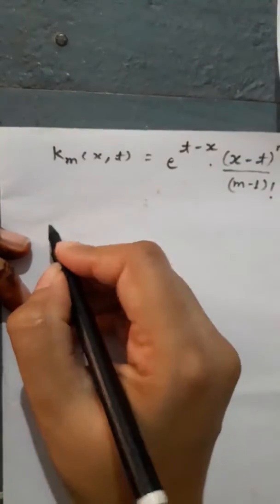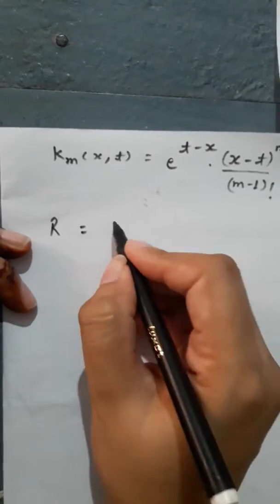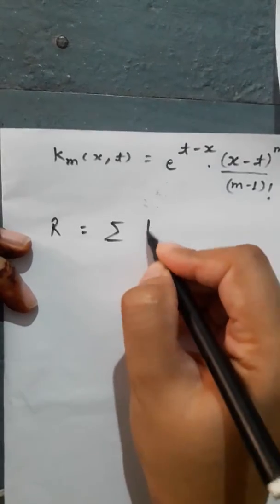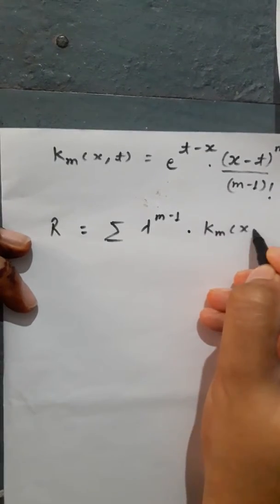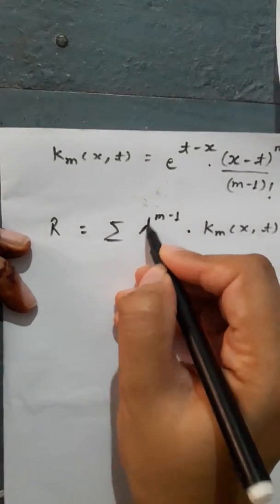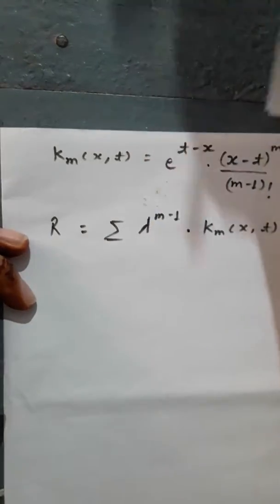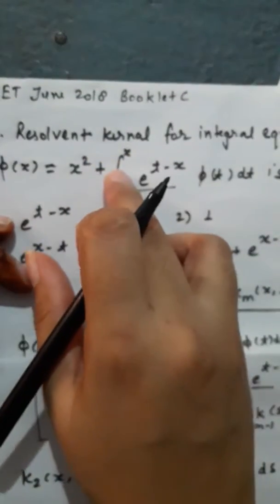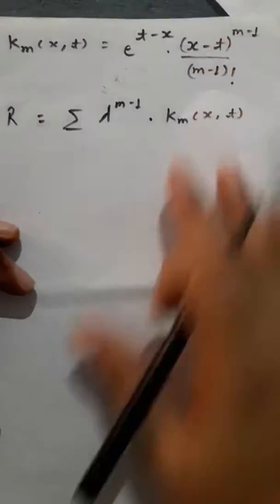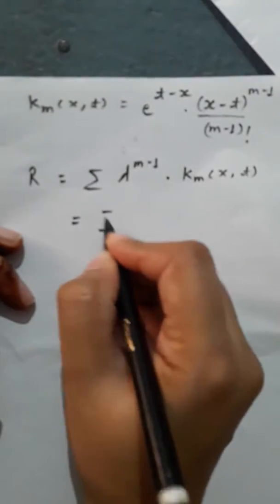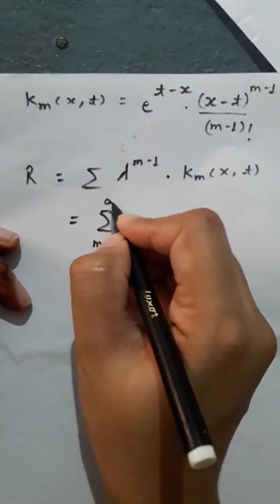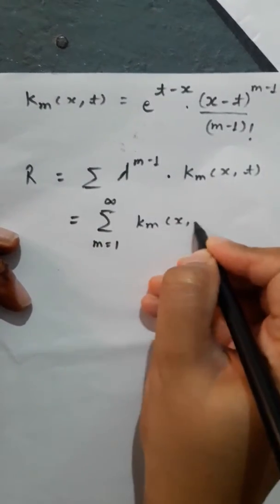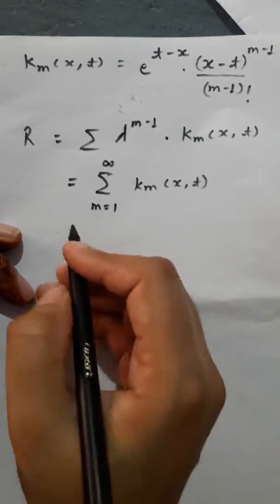Now what formula did I give for the resolvent kernel? Resolvent kernel R is equal to summation of lambda to the power m minus 1 into km of x comma t, right? What is lambda here? Lambda is the eigenvalue. So you can see the question. In the question, lambda value is 1, right? So see here, lambda will be 1. So this will be m is equal to 1 to infinity km of x comma t, because lambda is 1.